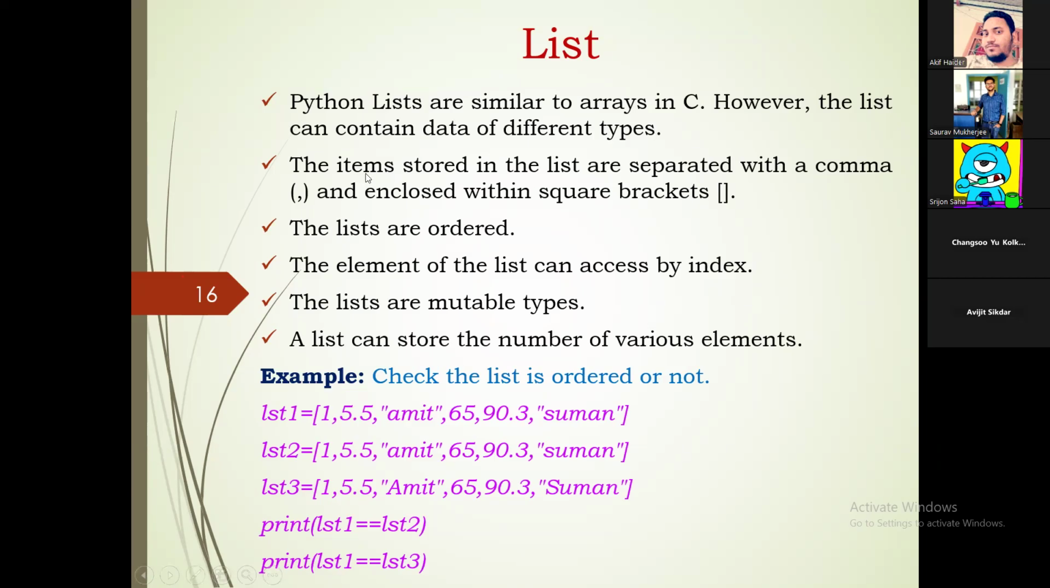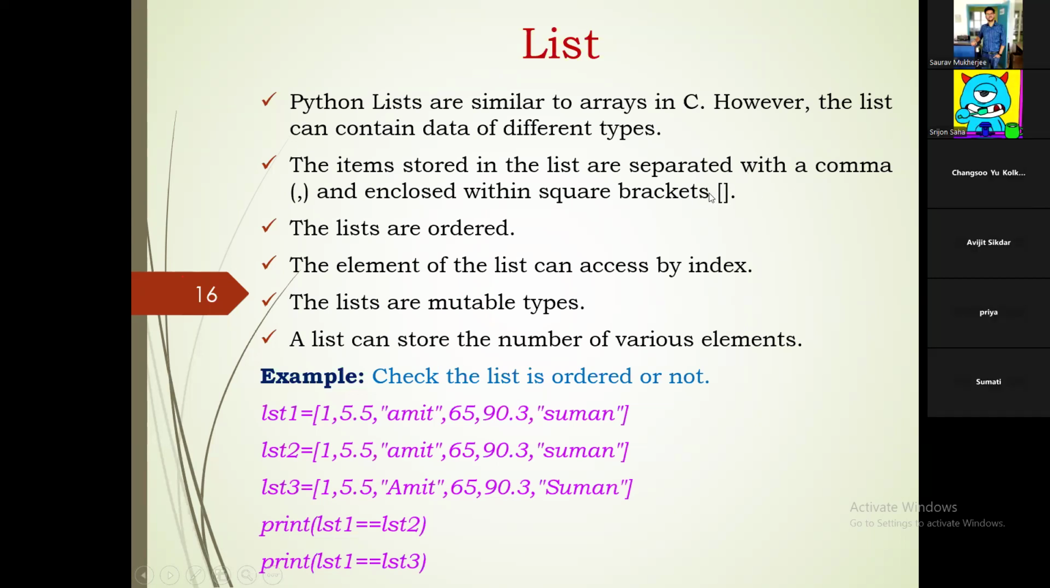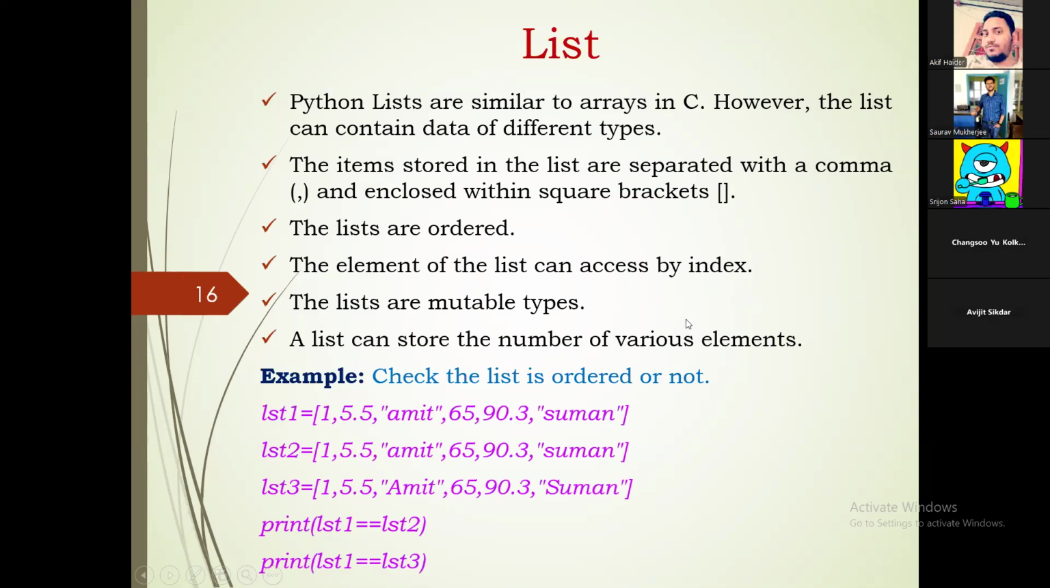The items stored in the list are separated with a comma and enclosed within the third bracket. This is very, very important. So when you write the third bracket, that means you understand we are creating a list. And the lists are ordered. The elements of the list can be accessed by index. Already I told you what is index. And this is very important: the lists are mutable type. That means we can change the list.